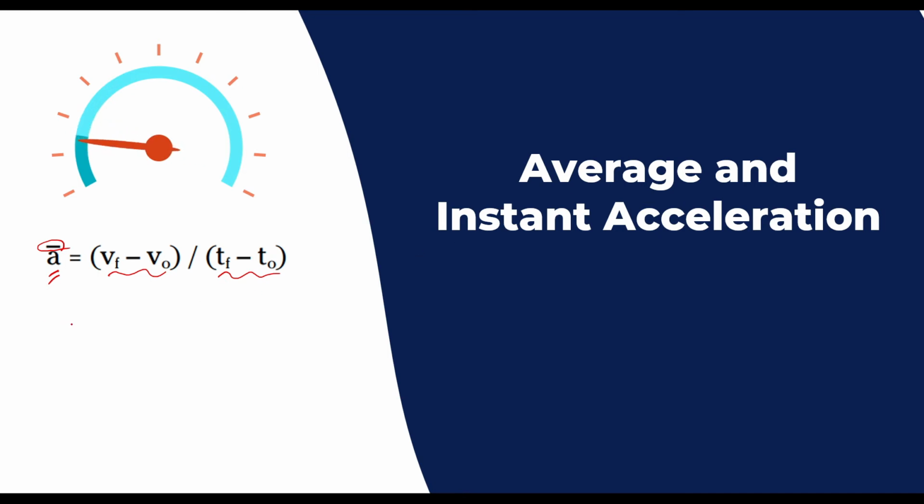But if you want instantaneous acceleration, let's say you have a car moving and at a certain time you stop the clock and read what your stopwatch is saying, let's say 5 seconds, and you divide the velocity of the car at that moment over that exact time, that will give you instantaneous acceleration. And the other would give you the average acceleration.